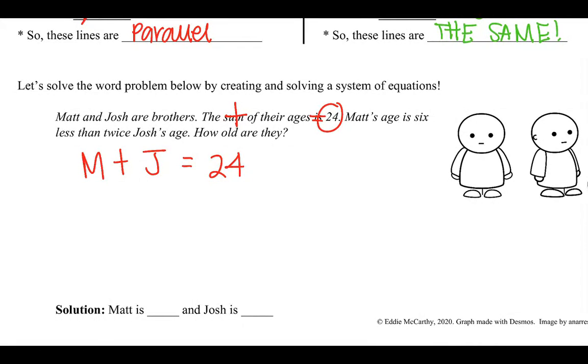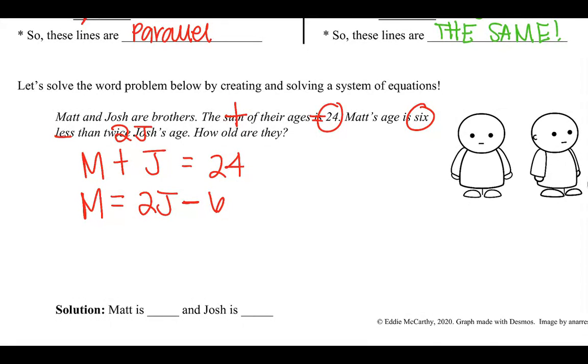Then I know Matt's age is 6 less than twice Josh's age. Okay, so I take Josh and I'm multiplying by 2, but then it's 6 less than twice Josh's age. So I've got to take twice Josh and subtract that 6. Well, now I've got a system. System, remember, is just more than one equation. So it's 2 or more, and I've got 2 equations, and I can solve to find the m and the j, or my variables. So usually it's x and y.